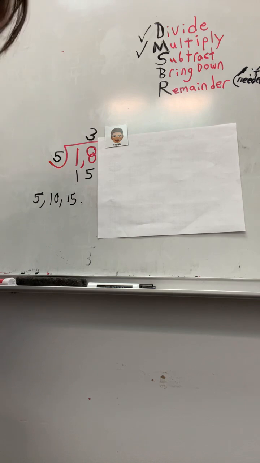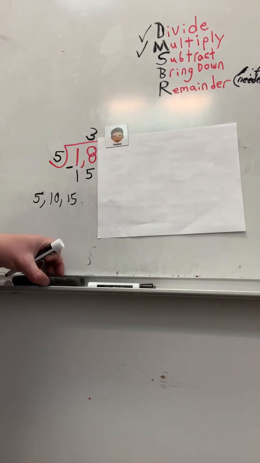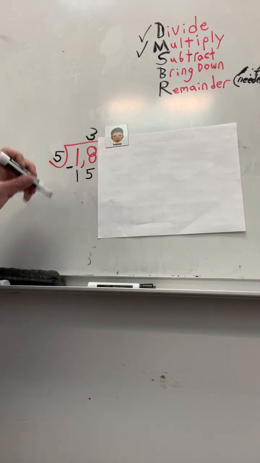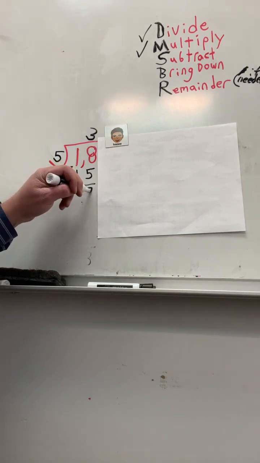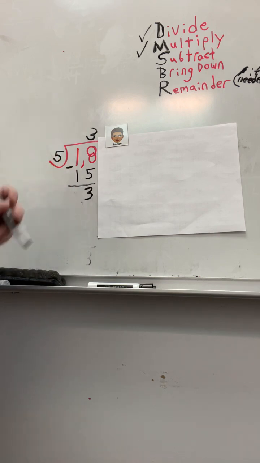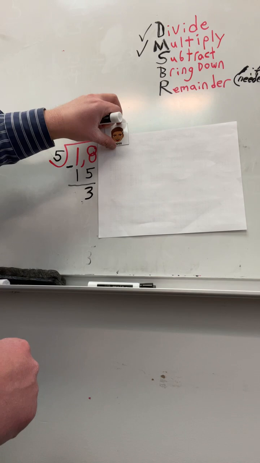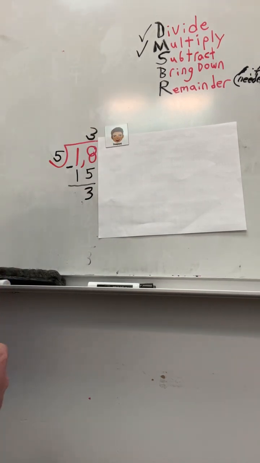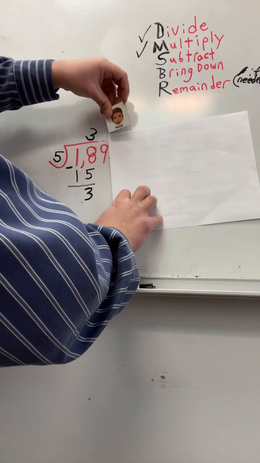Next step is to subtract. So now I'm going to do 18 minus 15. 8 minus 5 equals 3. 1 minus 1 equals 0, so we have a remainder of 3 there, or we have 3 left over. We don't know if there's going to be a remainder on this problem yet, but we have 3 left over. All right, so now I'm going to move it back. Next number.